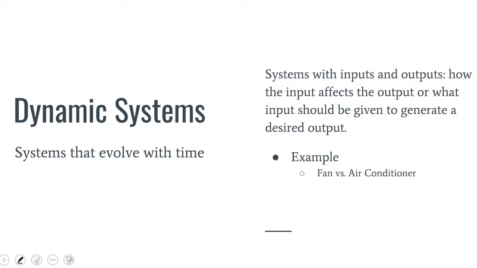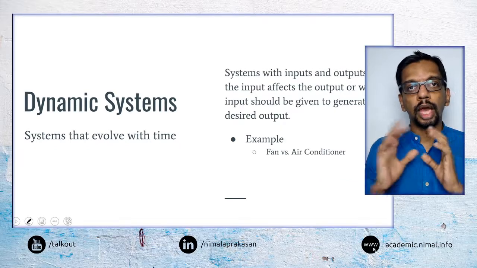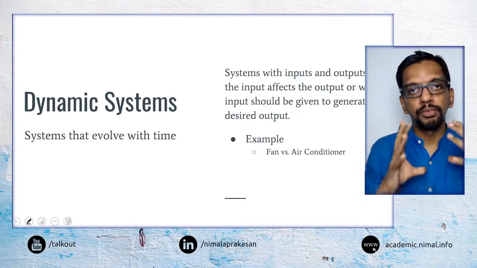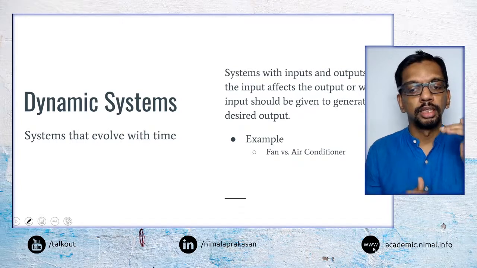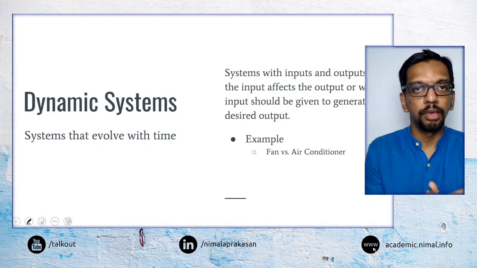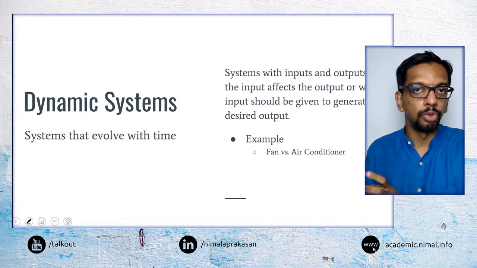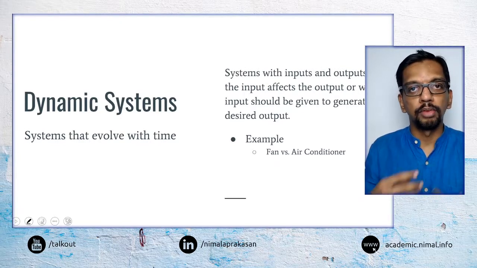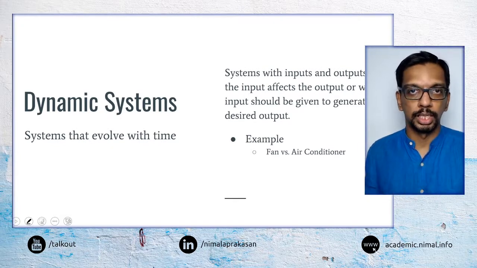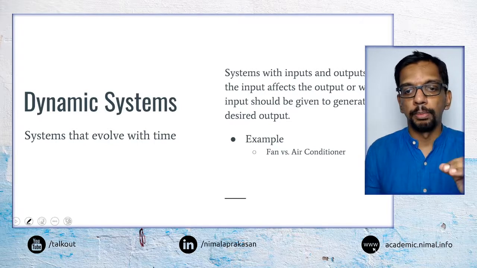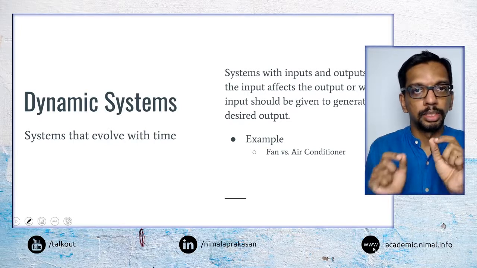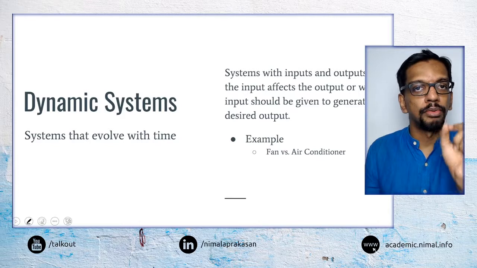Then we can also categorize certain systems as what we call dynamic systems. With dynamic systems, the main differentiation is they will change their behavior as time goes along. They will change their behavior depending on the circumstances. For example, we can understand it with a simple example of a fan.